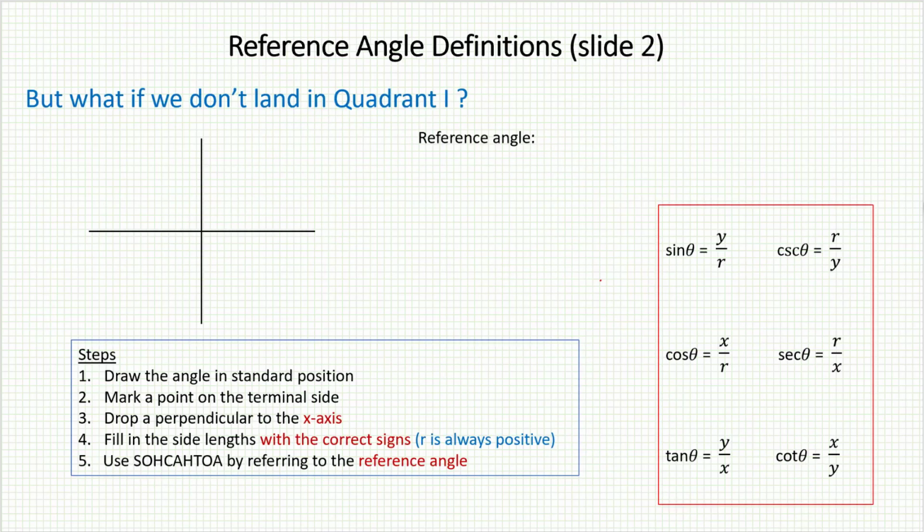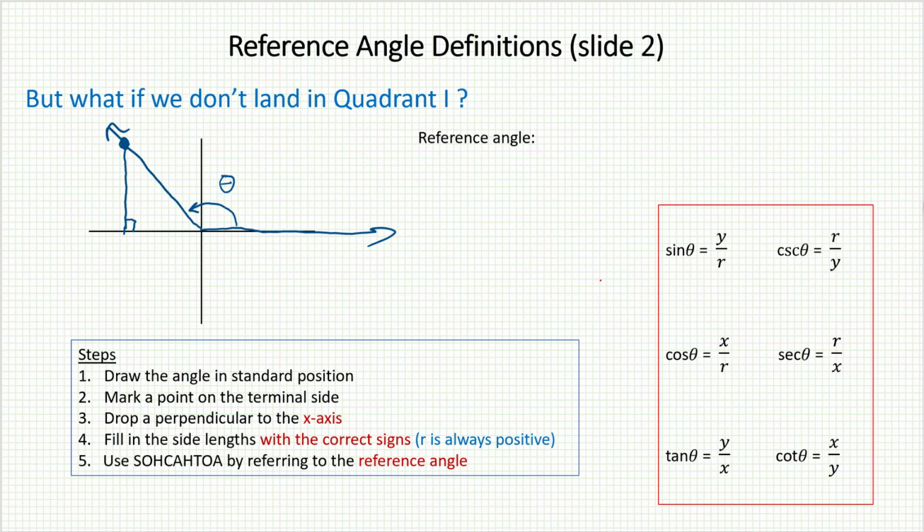Now, things get a little trickier if we don't land in the first quadrant. Let's take a look. Suppose I had an angle that's bigger than pi over 2, bigger than 90 degrees. Maybe it lands here in the second quadrant. Well, I'm still going to follow those same steps. Draw my angle in standard position, mark a point on the terminal side, drop a perpendicular to the x-axis, always the x-axis. When I do that, I form every time this right triangle.